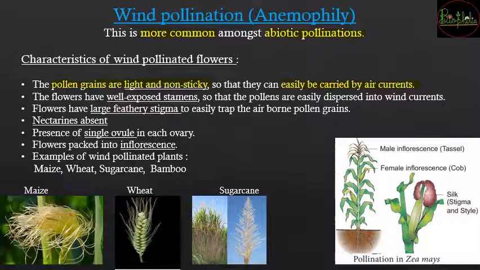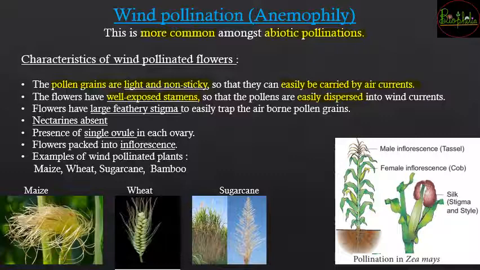Secondly, whatever flowers are there, they have to have their stamens well exposed. If stamens are not well exposed, what will happen? Wind will come but the pollen grains would not be carried away. So there should be well exposed stamens so that the pollens are easily dispersed in the wind currents.